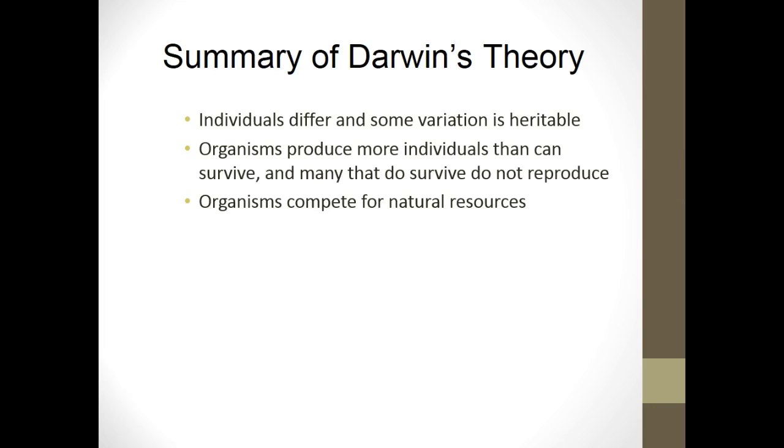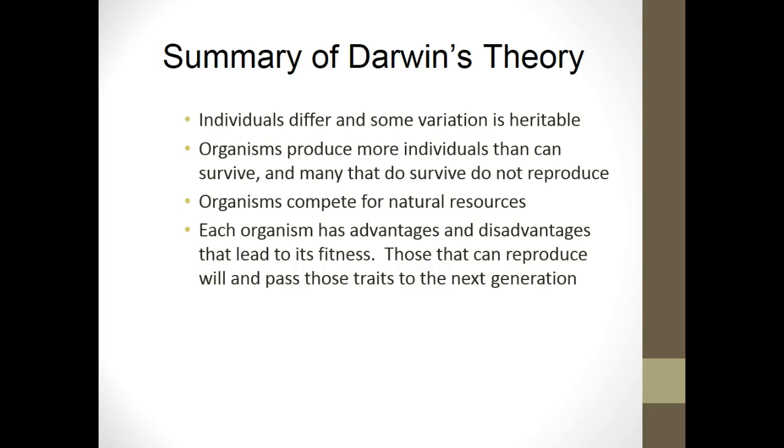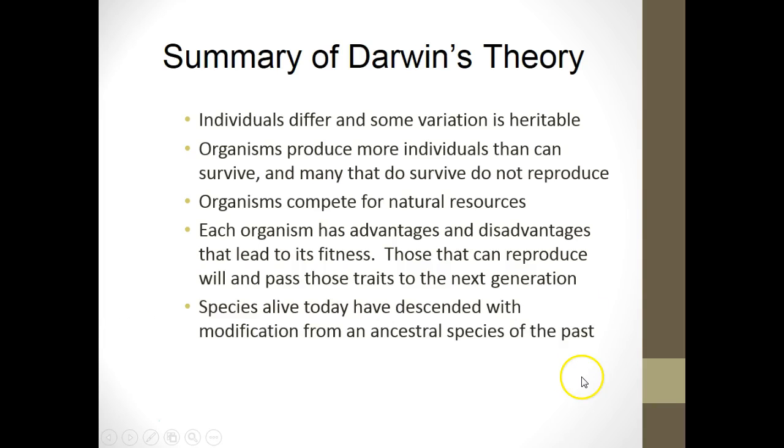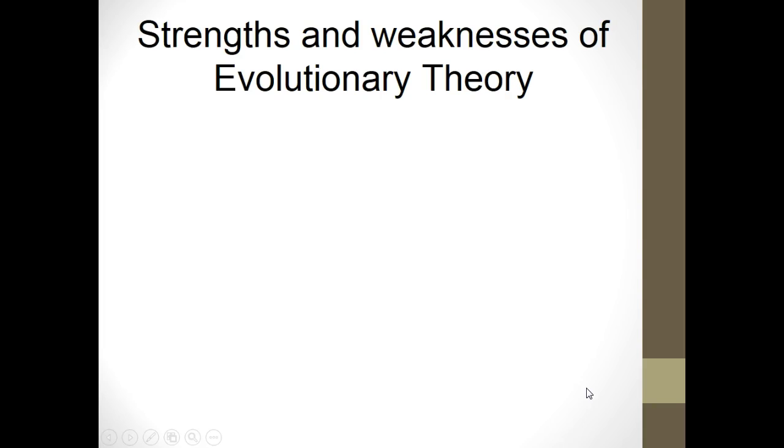Organisms compete for natural resources. We call that natural selection. And each organism has advantages and disadvantages that lead to its fitness. Those that can reproduce, will, and pass those traits to the next generation. Species alive today have descended with modification from an ancestral species of the past.